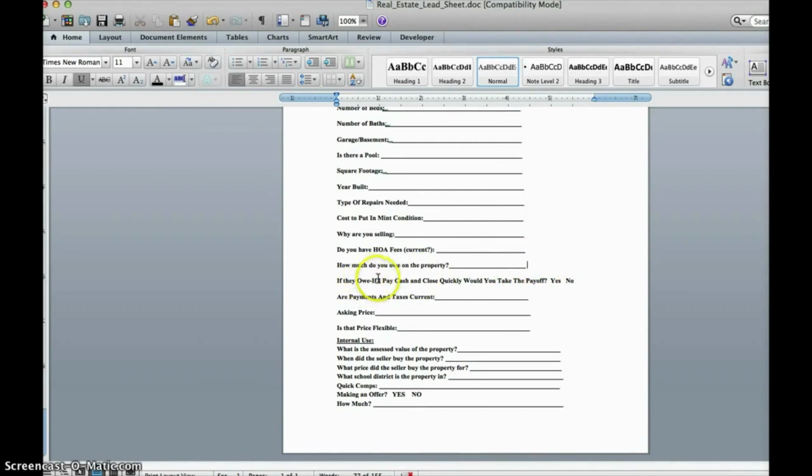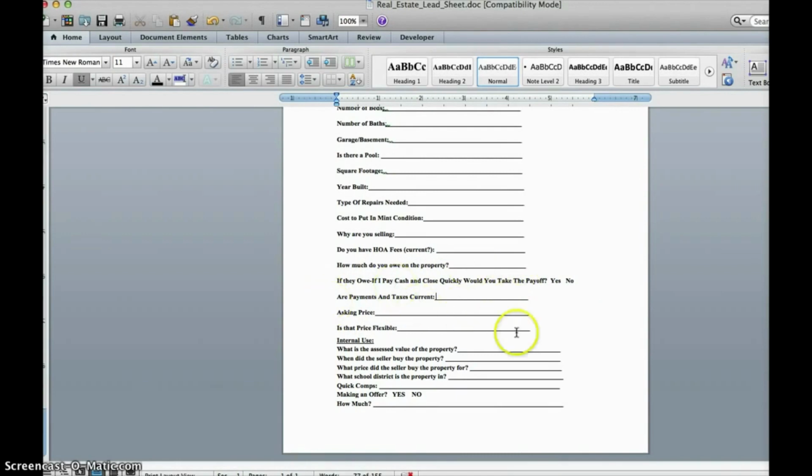If they owe and we pay cash and close quickly, ask them if they would take that payoff. Sometimes if they're desperate to sell, they will. They just want to get rid of it. So go ahead and ask that question. Are payments and taxes current?